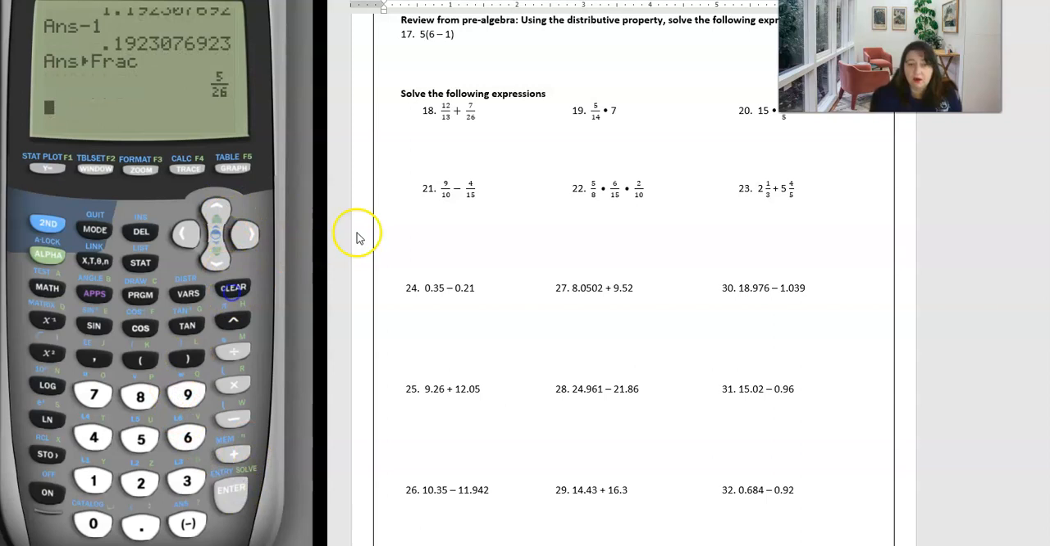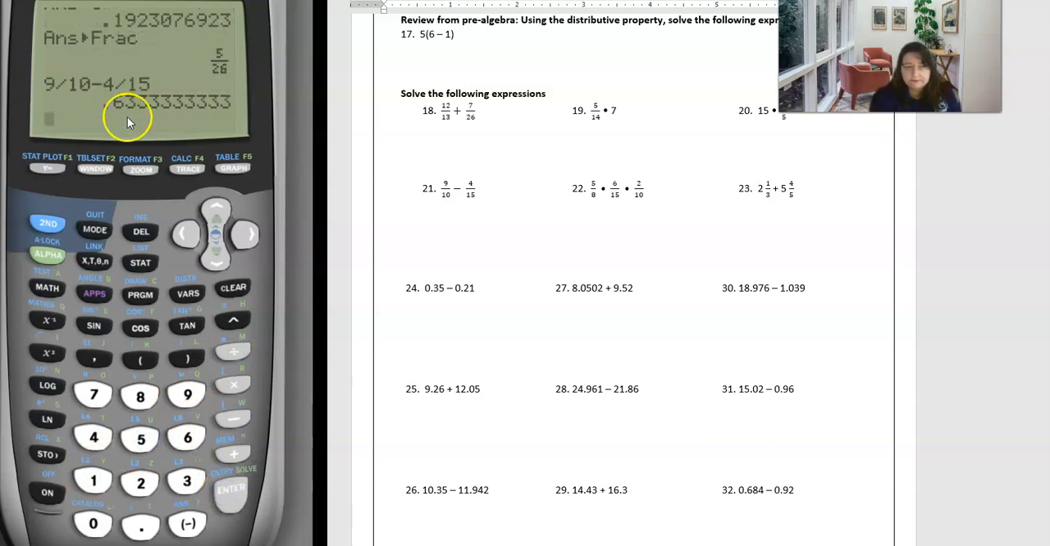So what we're going to do now is we're going to actually do this one down here, this 9 divided by 10 minus 4 divided by 15. So let's do that one too. 9 divided by 10 minus 4 divided by 15. Now if I did them separately, that's fine too, but it's easier to put them all together. This way I can kind of check my work and make sure that I put everything in that I want.